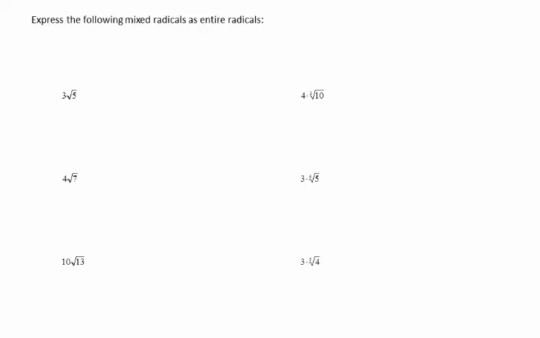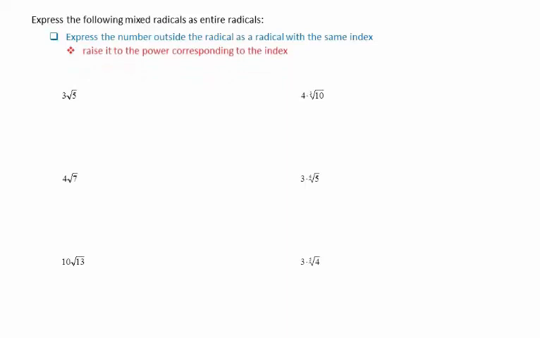Express the following mixed radicals as entire radicals. To convert from a mixed radical to an entire radical, express the number outside the radical as a radical with the same index. In order to do this, raise that number to the same power that corresponds to the index. As an example, for a square root, you would take that number and square it.